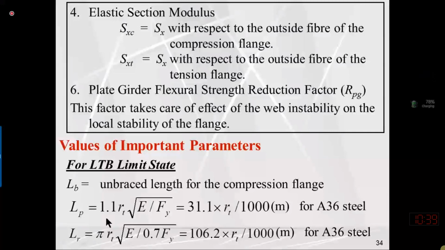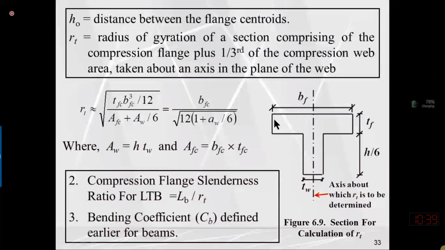That is the radius of gyration of the compression flange plus one third of the compression web, which is taken about the y-axis. Last time I explained that we have two formulas, either using this formula or this, because this formula is simplified from here. So we need to compute the RT value by using either formula.